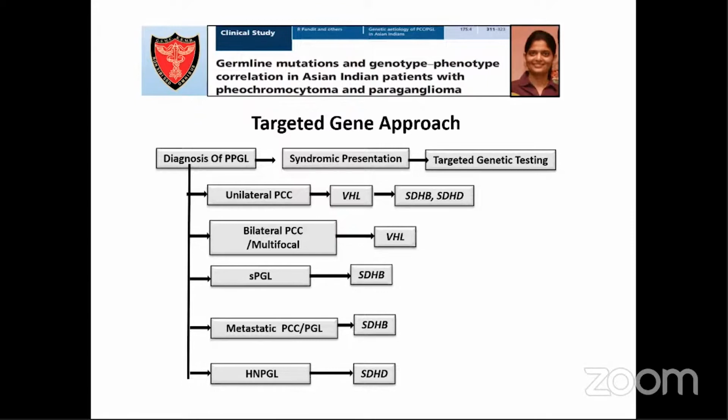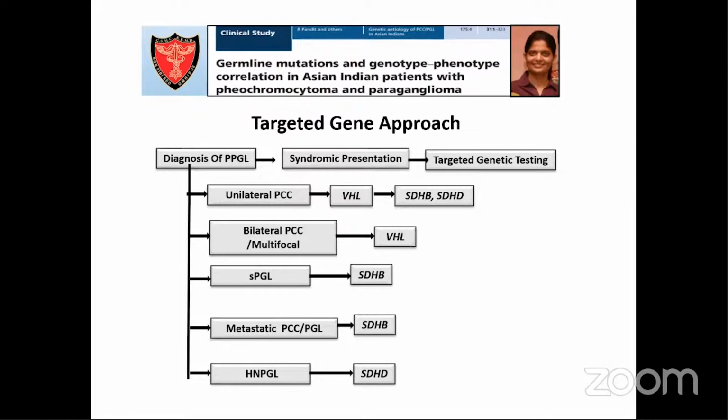But there are situations where we won't be able to get genetic testing. In that scenario, definitely this will help us to know what could be the possible associated mutation. If there's a syndromic association, it's very easy. For example, if a patient with pheo has an MTC, I know what I'm dealing with: it's MEN2. If we have a patient with unilateral PCC, most likely we may have a VHL, or rarely we may have SDHB and SDHD.